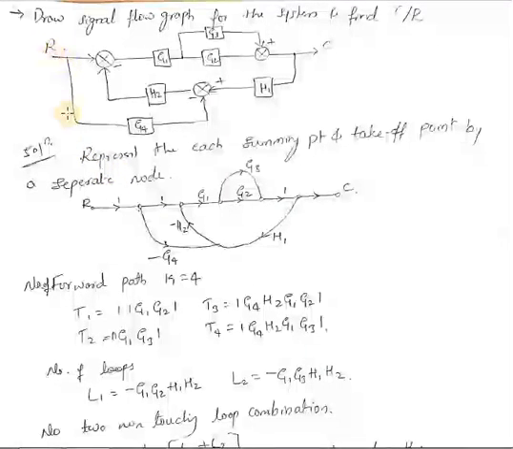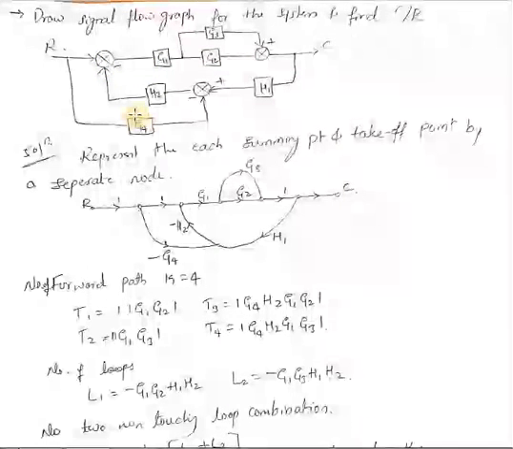That is, the starting point R is there. Here, where I have a summing point, one node. Then here I have a takeoff point, G2, another node. Then here I have one more summing point, so that summing point will come here. So this is for this, this one is for the takeoff point, and this one is for this summing point.